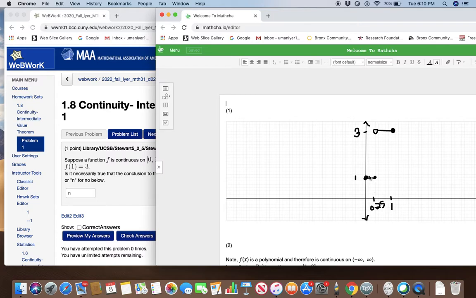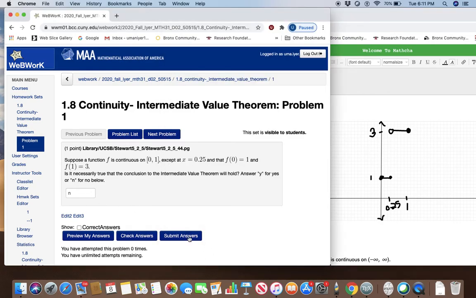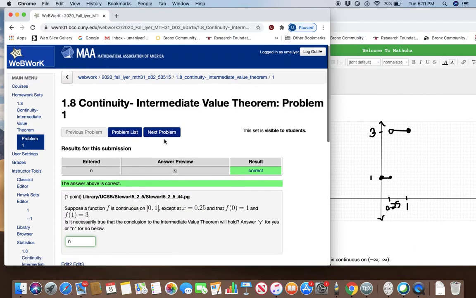goes from height 1 to height 3, but none of the intermediate heights can be achieved by your function. For example, 2 is here. There is no point here which gives me height 2 or 1.1 or 1.3, whatever. So you have only height 1 and then you jump to height 3, and there is no value, intermediate values are not hit. So no is the answer to this. Next problem.